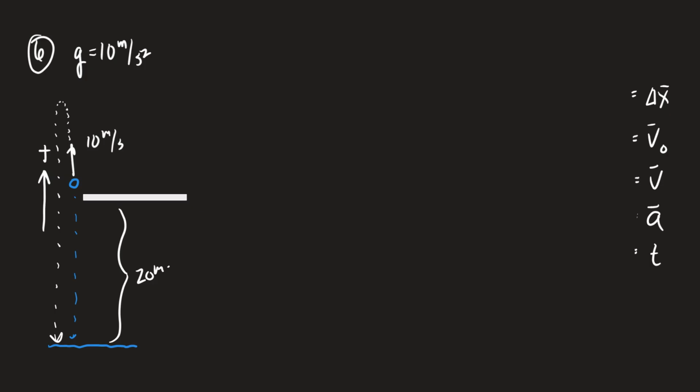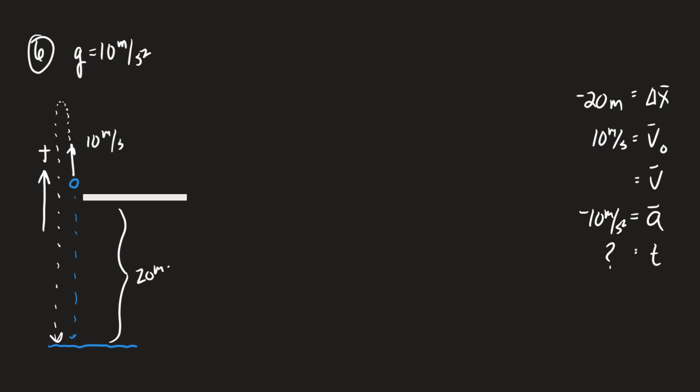The rock's going to have an initial velocity of 10 meters per second while still making a displacement of -20 meters. Right? It's still landing 20 meters below where it started. The acceleration of the rock is still g, so -10 meters per second squared. We'd like to know how long the rock is in the air. Any questions about the choices I made there?